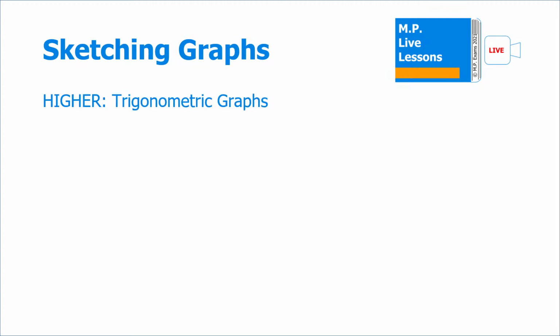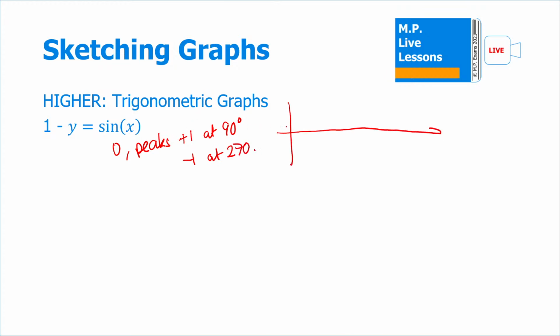Higher tier might have to sketch some trigonometric graphs. For example, y = sin x. A good way to remember: sin x starts at 0, peaks at +1 at 90 degrees, and -1 at 270. So you get something like this. And this kind of repeats. This is helpful if you're working out any trigonometric equations as well when you go to A level, further maths, and so on. So this is 1, -1 here.